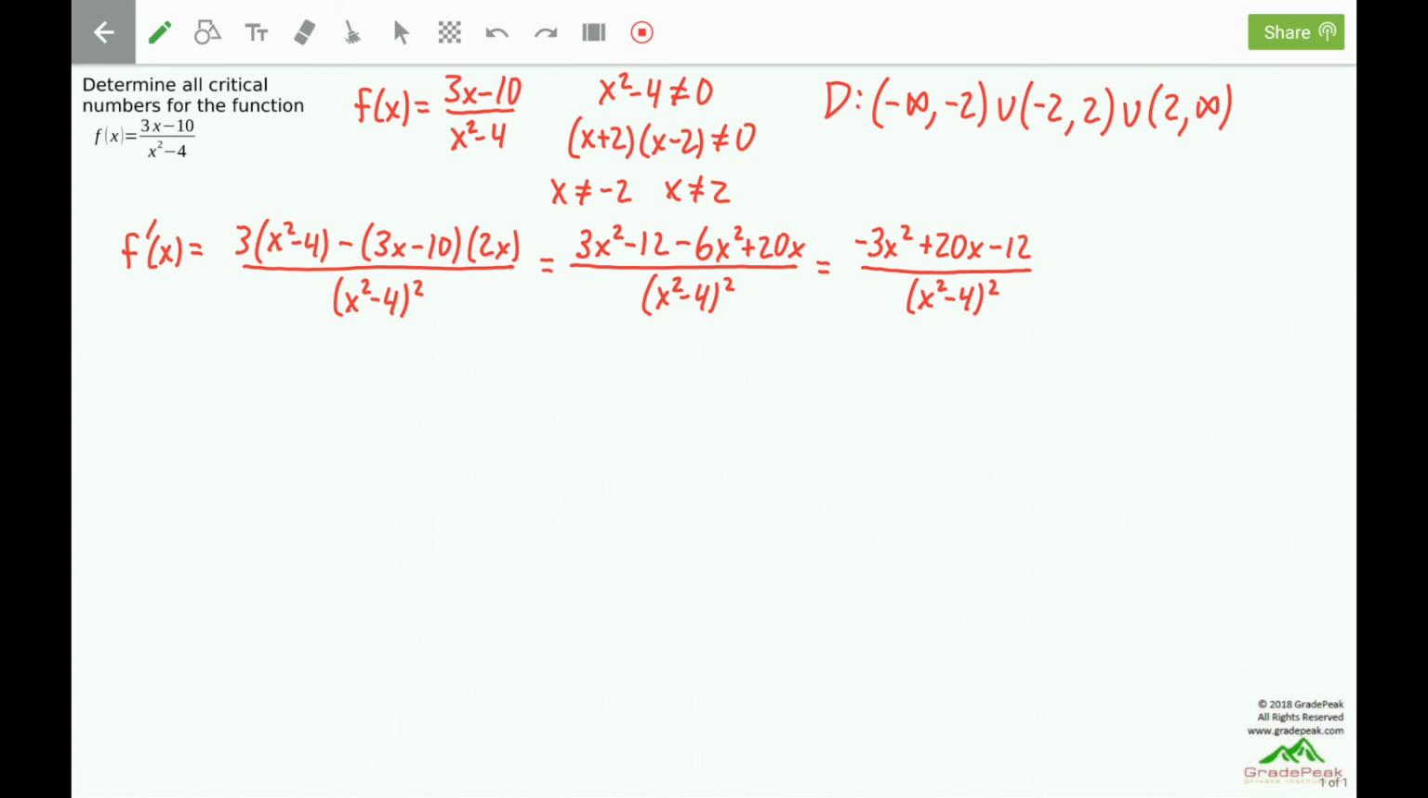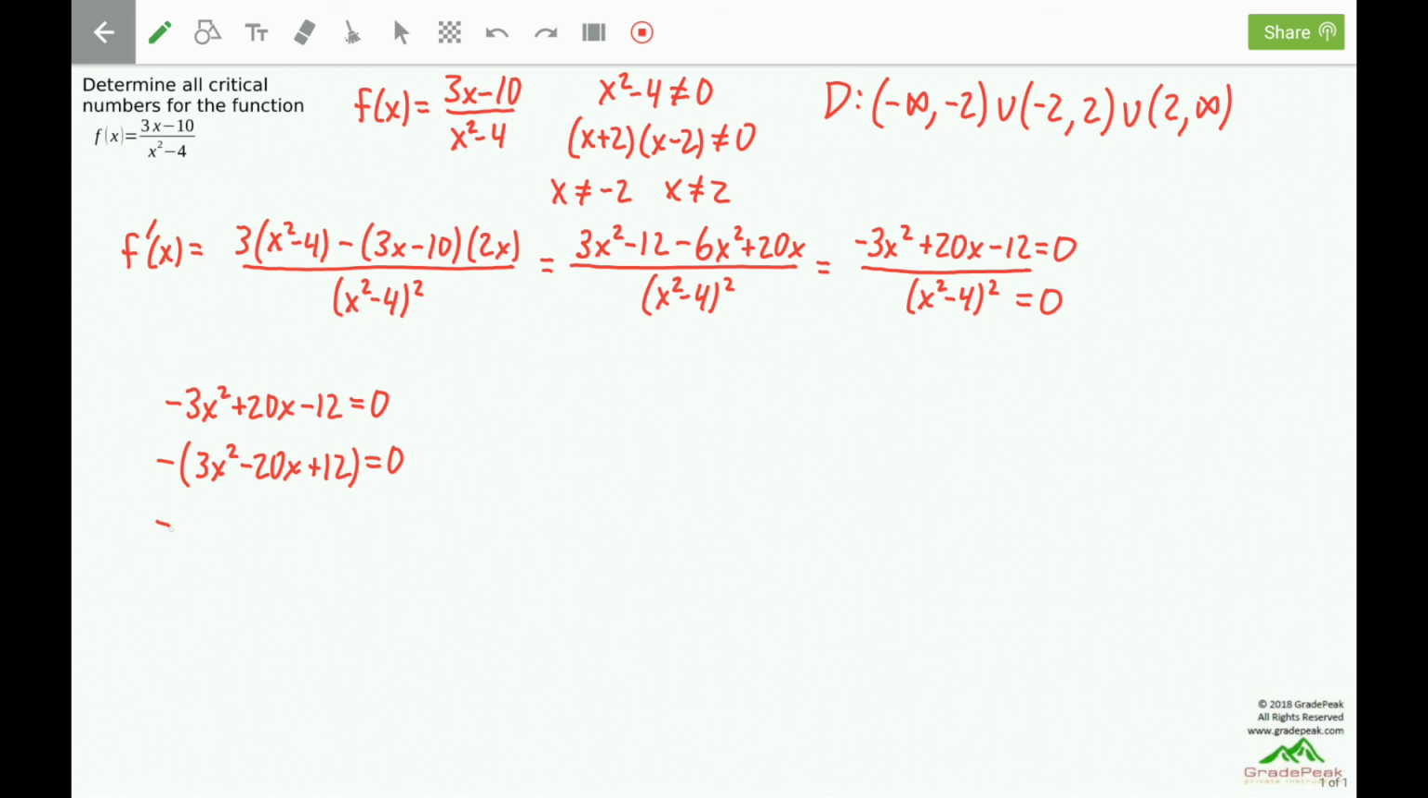Now that we have the derivative as a single fraction and all powers are positive, we can set the numerator equal to 0 and the denominator equal to 0 and solve for all x's. Starting with the numerator, negative 3x squared plus 20x minus 12 equals 0. We have a trinomial quadratic. Since the coefficient on the x squared term is negative, the first thing to do is factor a negative out, which will make that become a positive 3x squared, then a negative 20x, and a positive 12. All of the terms will change sign.